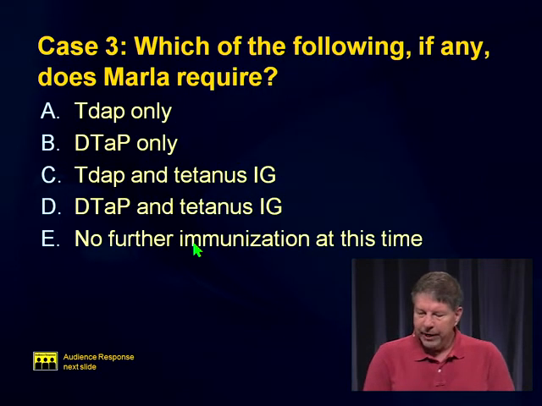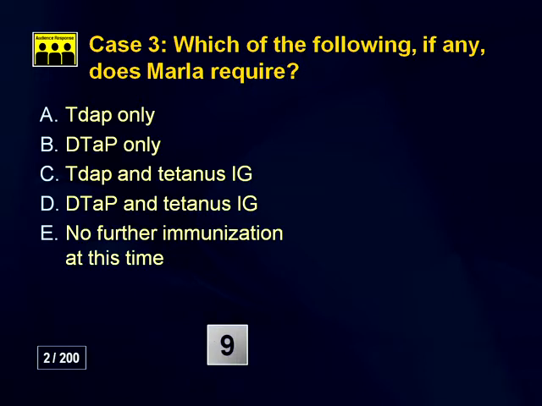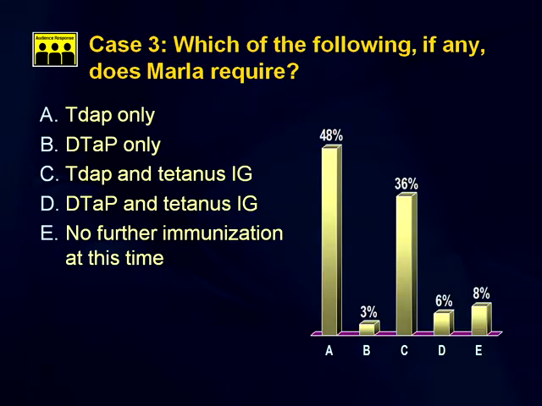Which of the following, if any, does Marla require today? Does she need a Tdap only, a DTaP only, a Tdap and tetanus immune globulin, a DTaP and tetanus immune globulin, or no further immunization at this time? So what do y'all think? Okay, we're kind of all over. All right. So let's spend some time on this one.